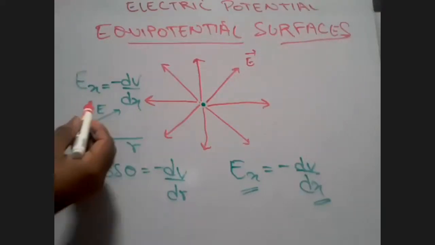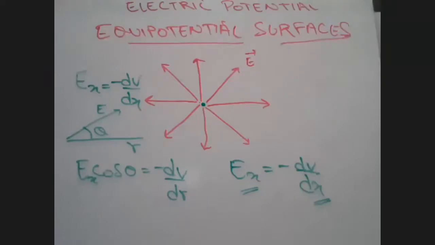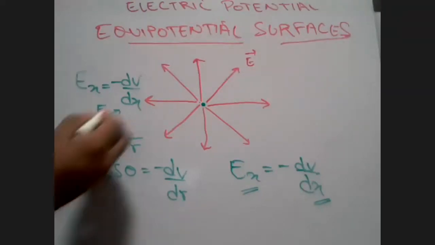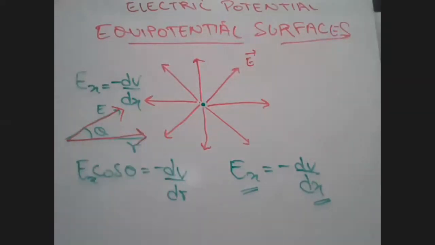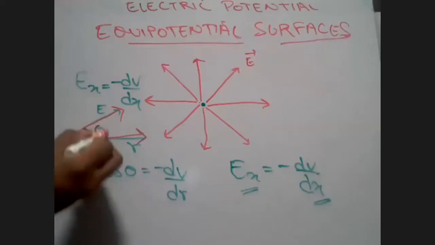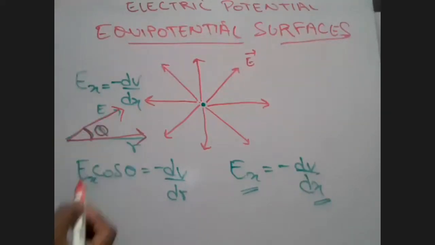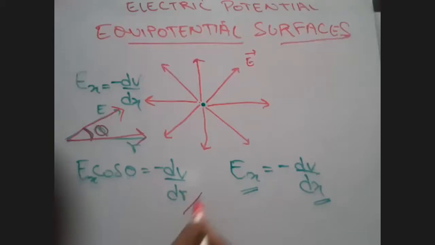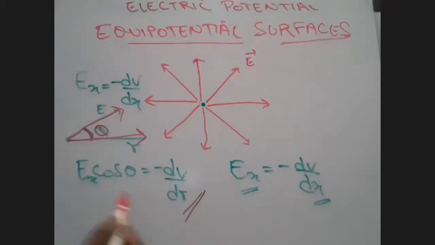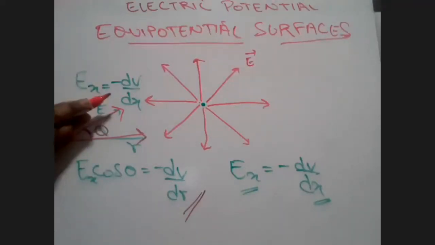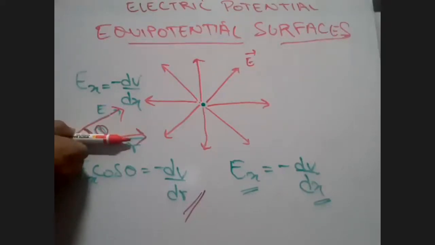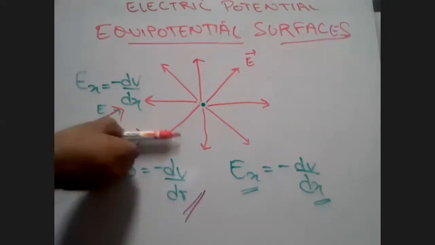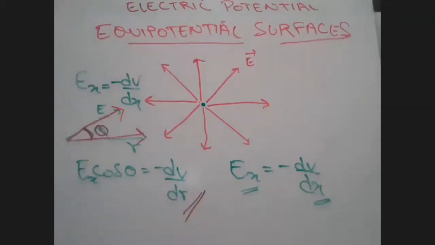Okay. Ex is equal to minus dv by dx. And the angle between electric field lines, suppose I say the electric field line is like this and r is the distance like this. Then the angle between them, if it's theta, then I can say that E cos theta is equal to minus dv by dr. And if theta is equal to 0, that means my electric field lines are in the direction of r, in the direction of my displacement, then I will get the maximum value of electric field.